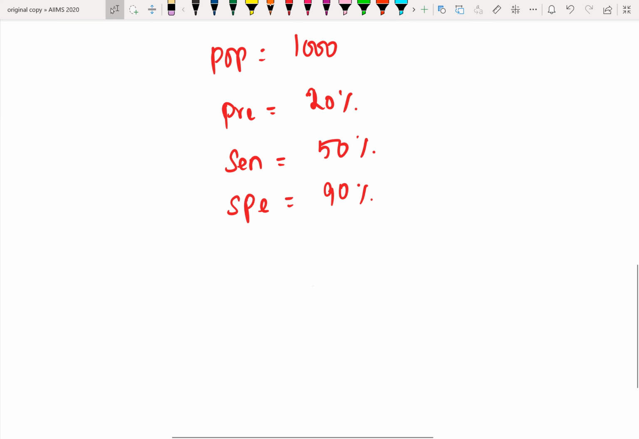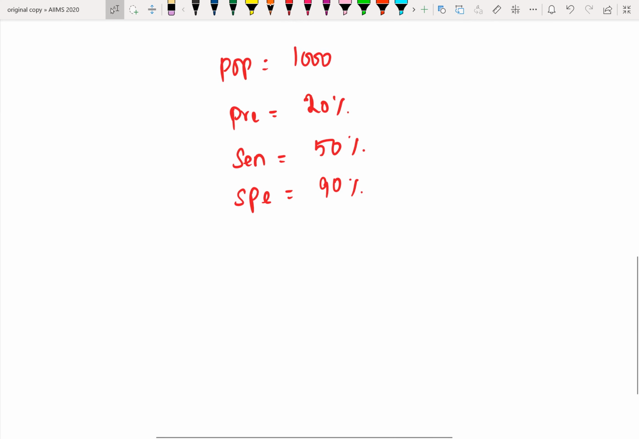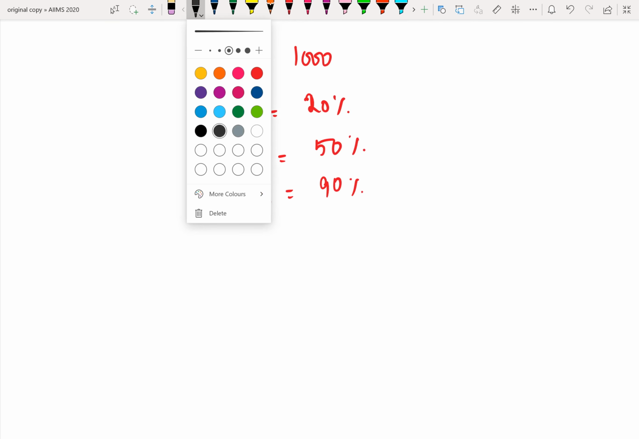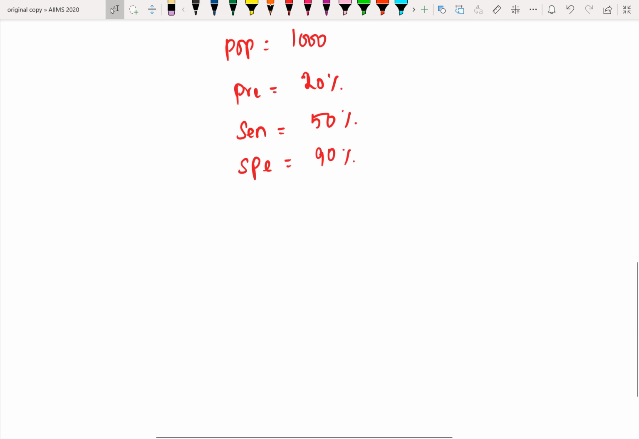Okay, one is by Bayes theorem. Another one is using the formula that we know. I will go with the second method, that is the easier method for me. So we'll go with that. First we have to make a 2 by 2 table.